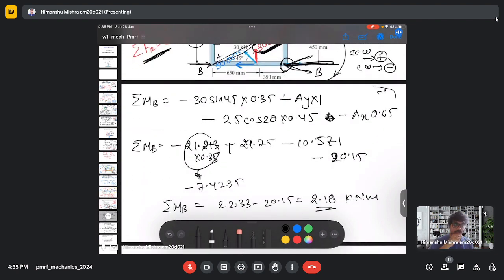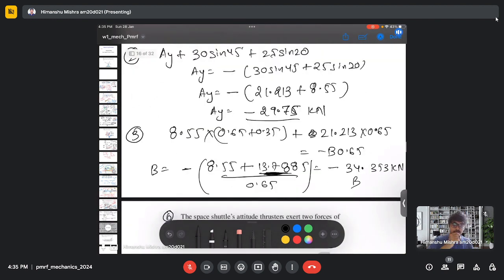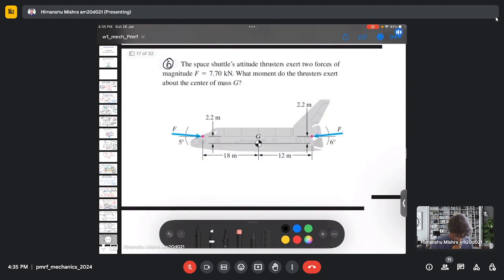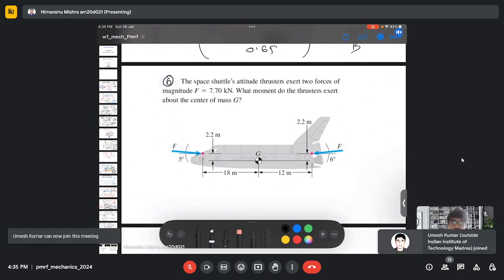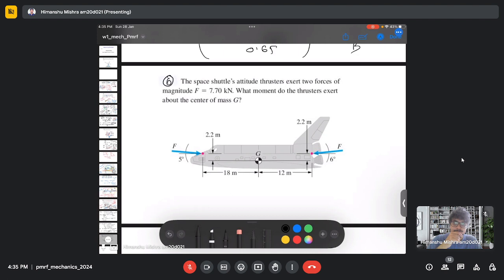So any question? Or let's solve one more question about the moment. Then we can discuss moment if you have a question. So here we have a space shuttle's attitude thrusters exert two forces of magnitude 7.7 kilonewtons. What moment do the thrusters exert about the center of mass G?